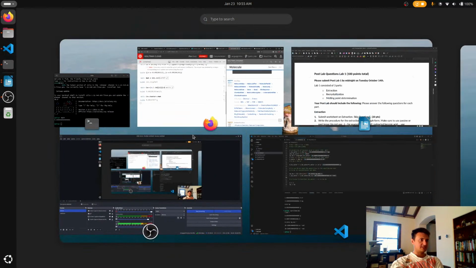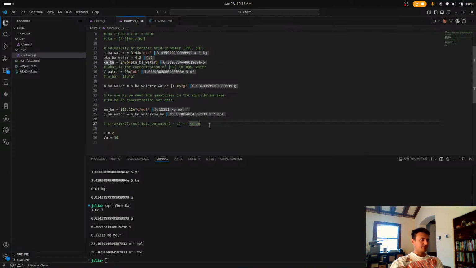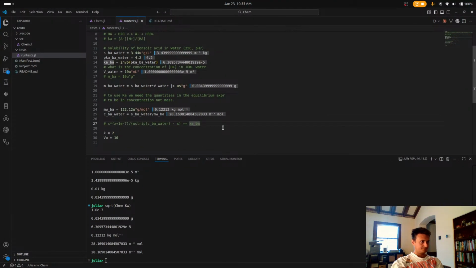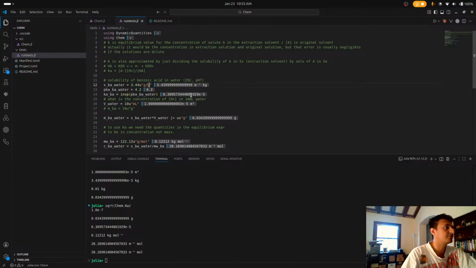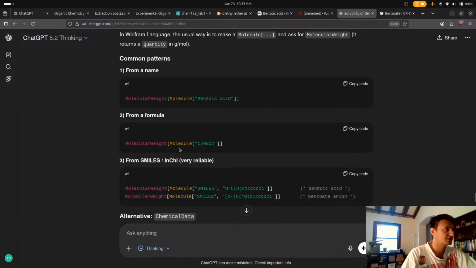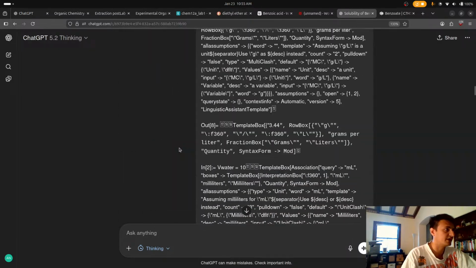All right, so let's get on with it. So now we know, so what have we done? We took the solubility of the benzoic acid in water and the solubility in the diethyl ether. But we didn't really do that, did we? We didn't really do that. We need to go back up. The solubility in the diethyl ether is really high.